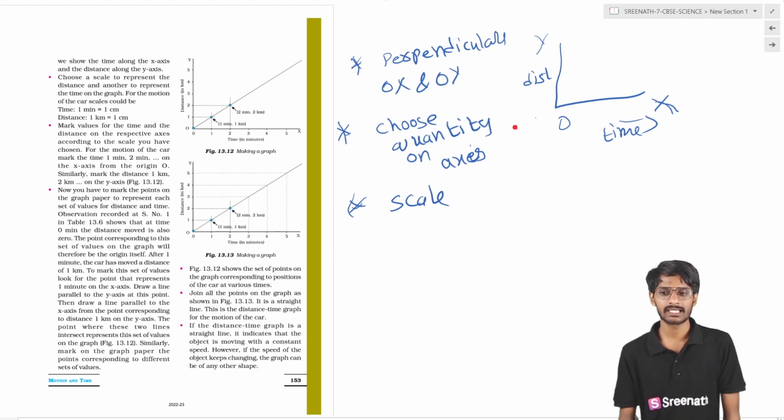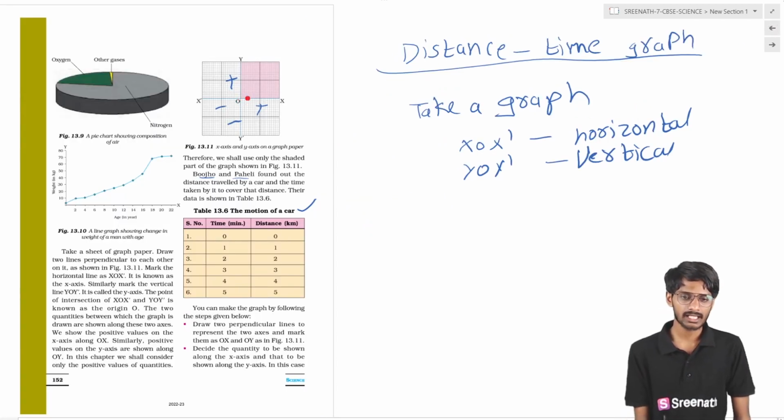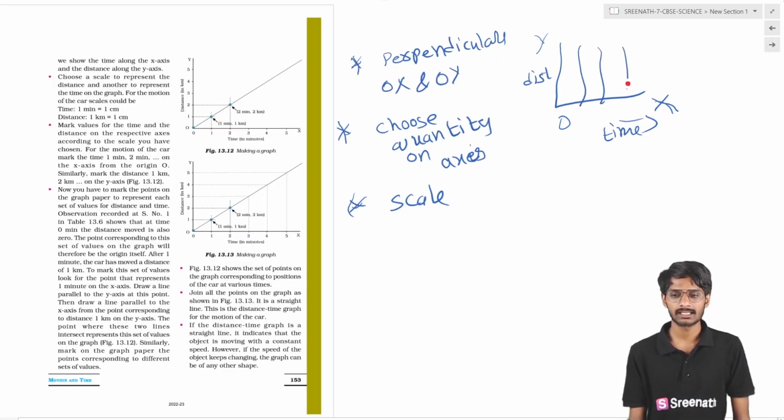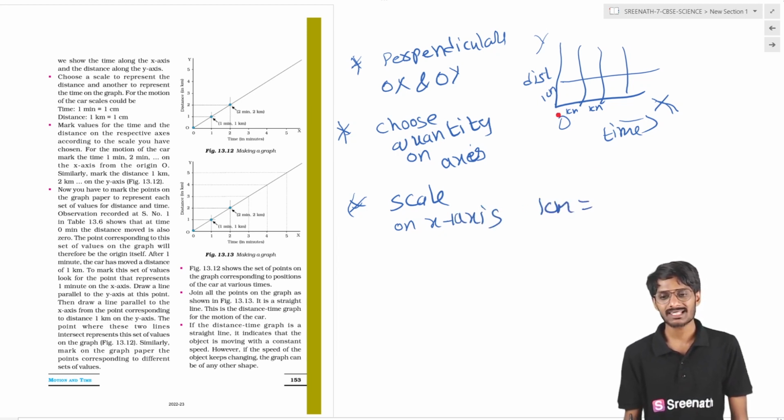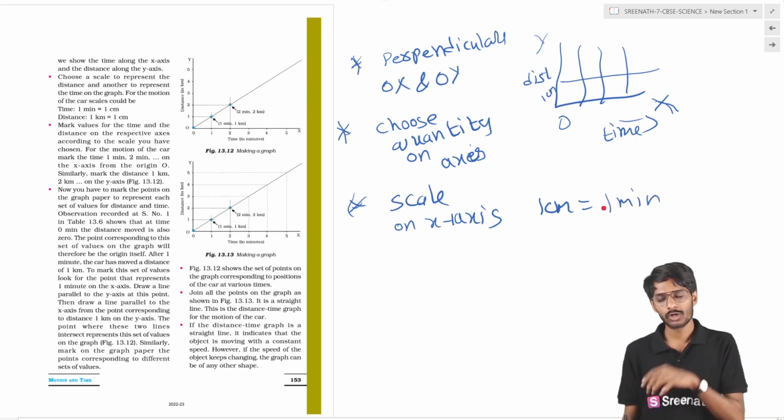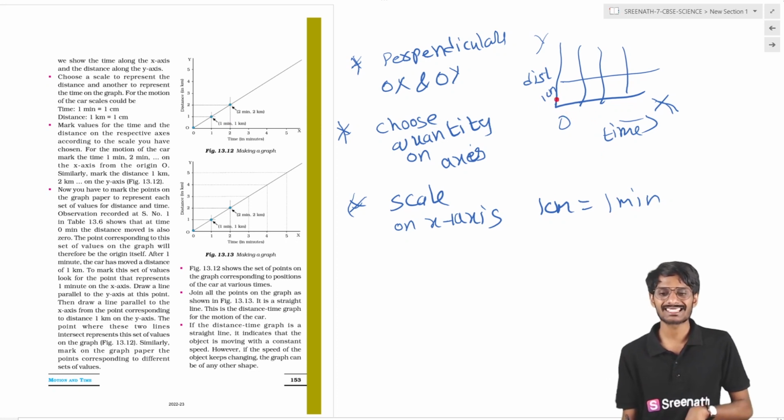How will you take the scale? If you see, there are small boxes here. From here to here there will be a distance of 1 centimeter. Here also 1 centimeter. In this direction also its length is 1 centimeter. So you have to write like that, on x-axis 1 centimeter equals, suppose you take 1 centimeter on the x-axis as 1 minute. Which means we are going to take 1 minute of time for 1 centimeter distance.